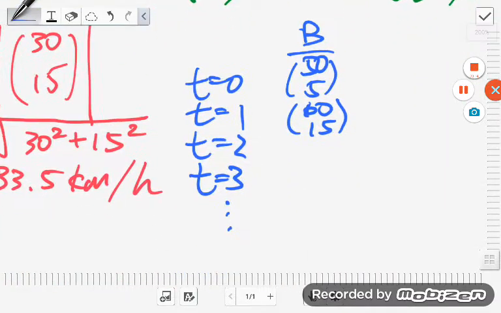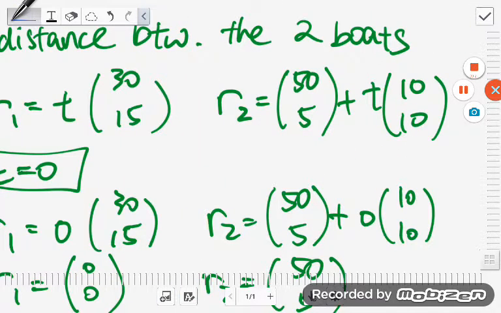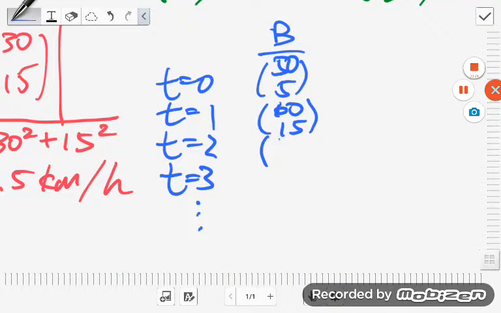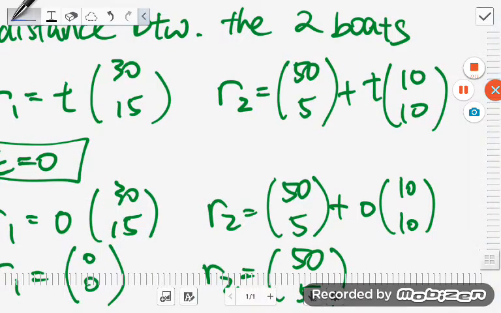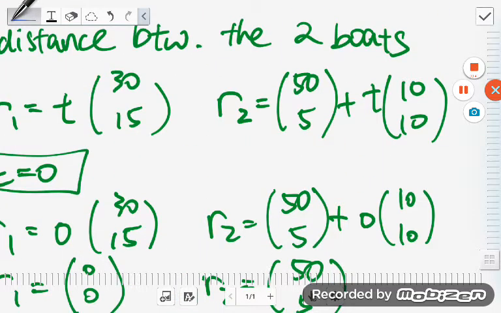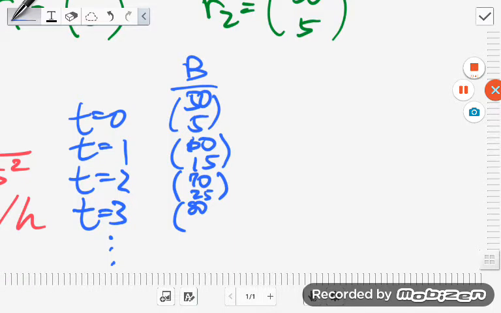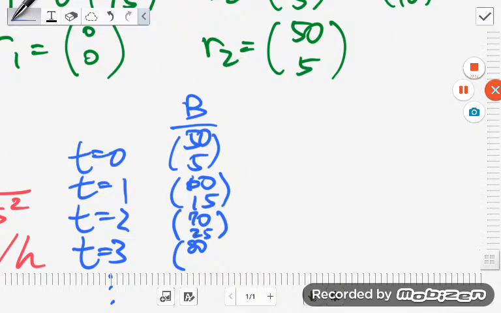I'm going to zoom in. And then I'm going to add 10 again, so when time is equal to 2, I have 50 plus 20, which is 70, and 5 plus 20, so that's 25. When time is equal to 3, I'll have 50 plus 30, that's 80, and 5 plus 30, which is 35.